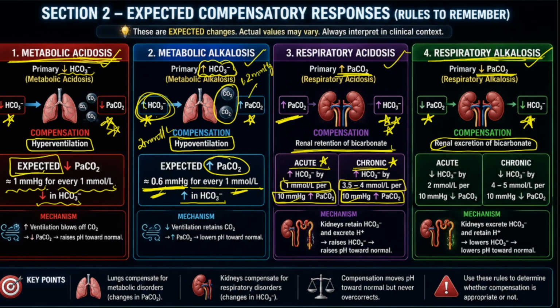And here also the compensation is of two types. One is the acute and the other is the chronic. In acute compensation, for every 10 millimeters of mercury decrease in PaCO2, the bicarbonate level should decrease by 2 millimoles per liter. Whereas in chronic cases, for every 10 millimeters of mercury decrease of PaCO2, there should be a decrease of bicarbonate level by 4 to 5 millimoles per liter. So this is the compensatory mechanism for respiratory alkalosis.